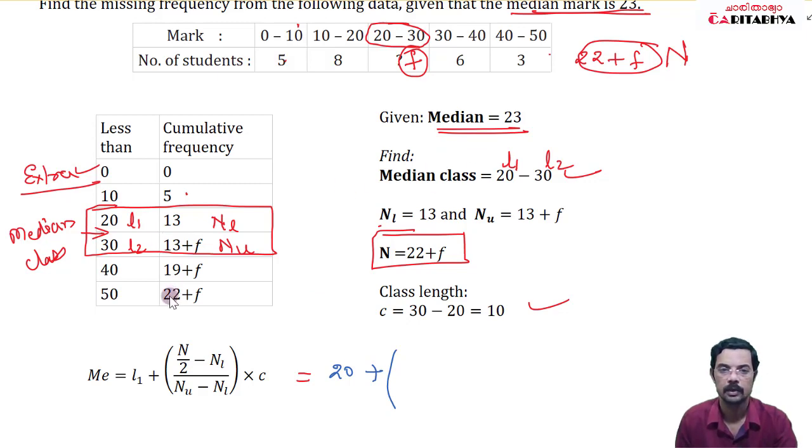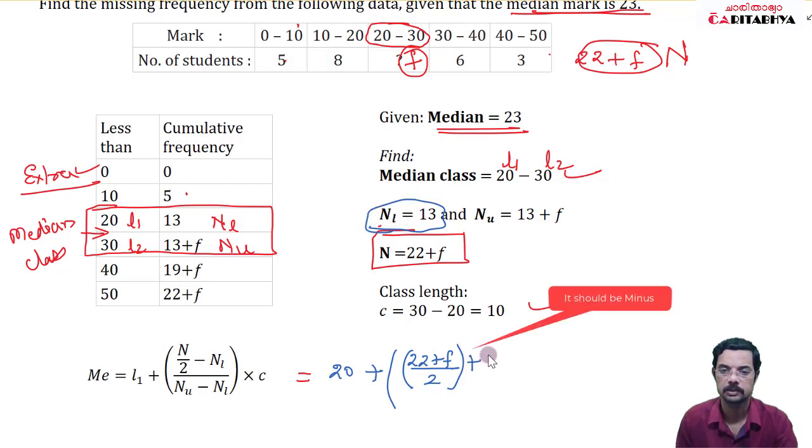What is n by 2? N by 2 is 22 plus f divided by 2. N is 22 plus f. Divided by 2, I'll take this in brackets, minus NL. What is NL? NL is 13. So it is minus 13 whole, divided by NU minus NL. Where is NU? NU is 13 plus f, minus 13. So it is 13 plus f minus 13, into C.